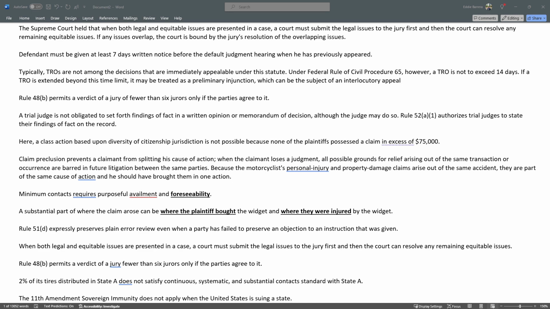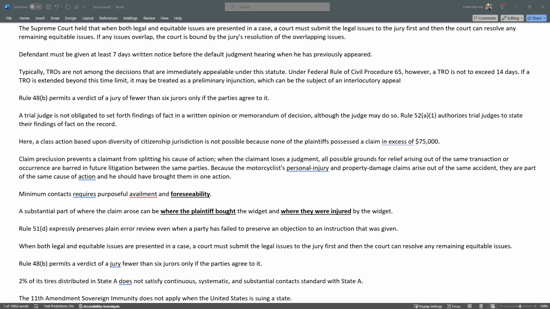Typically, TROs are not among the decisions that are immediately appealable under this statute. Under Federal Rule of Civil Procedure 65, however, a TRO is not to exceed 14 days. If a TRO is extended beyond this time limit, it may be treated as a preliminary injunction, which can be the subject of an interlocutory appeal.